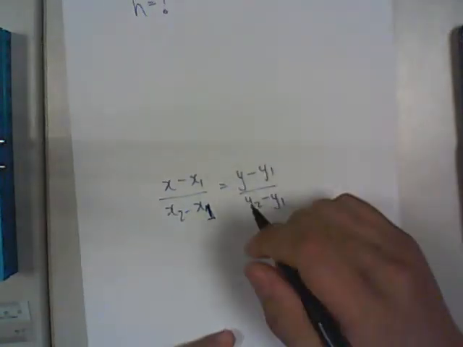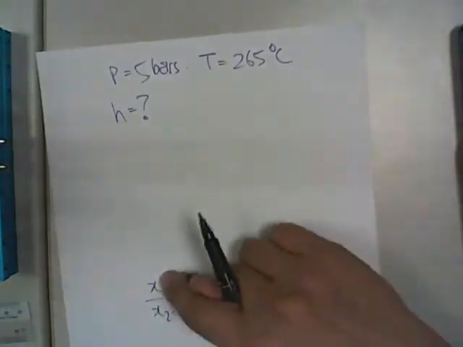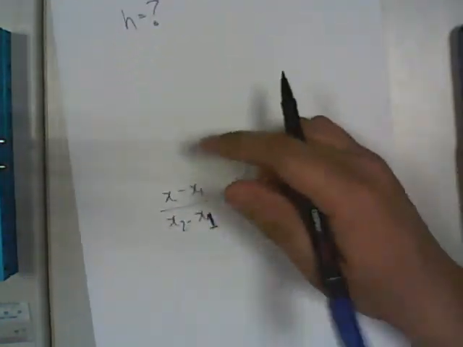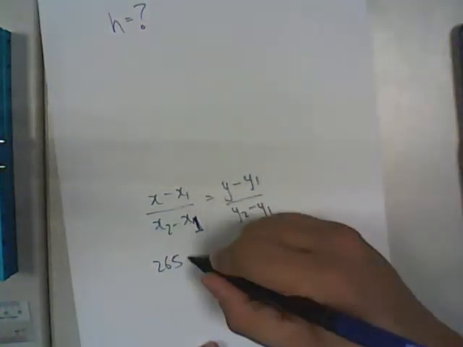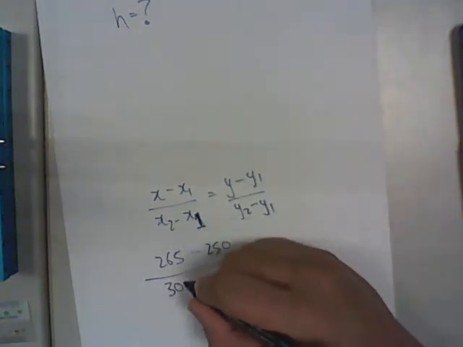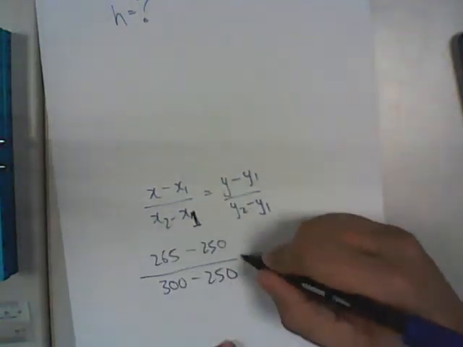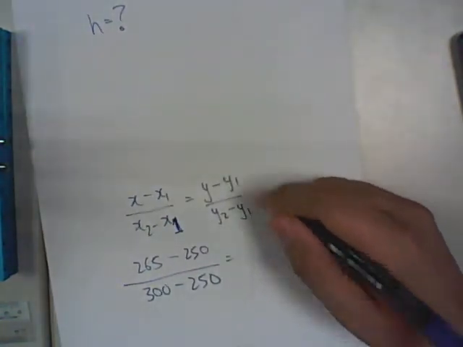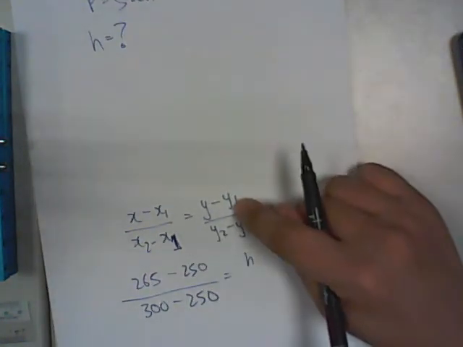So how do we write that? What you have is your x. x is your temperature, so 265 is your x, and it is between x1 and x2, which we said is between 250 and 300. This is how you write the x side. On the y side, what you want to find is your enthalpy, which you don't have, so you just put h here. But you know the enthalpy at point 1 and point 2.